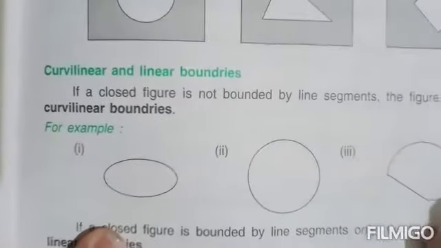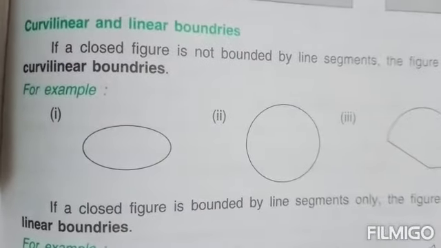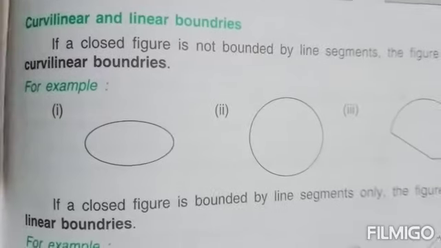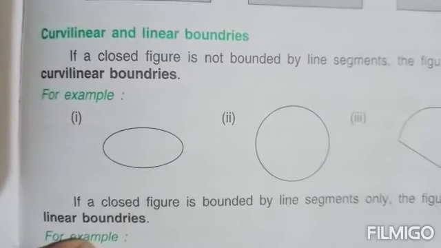Okay, now curvilinear and linear boundaries. If a closed figure is not bounded by line segments, the figure is said to have curvilinear boundaries. So the closed figure we are taking here, if it is not bounded by line segments, there will be no line segments.